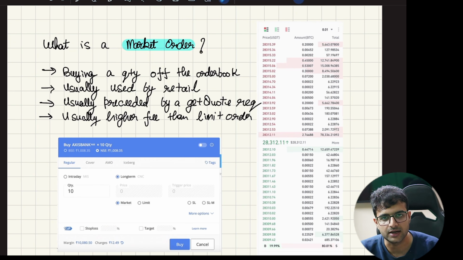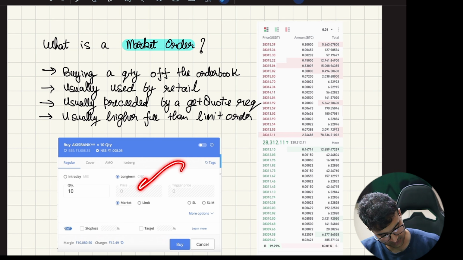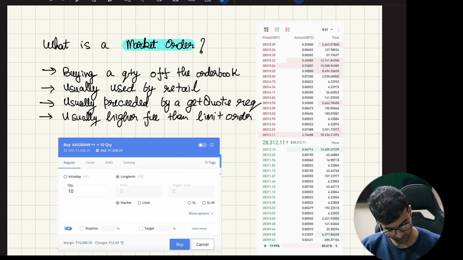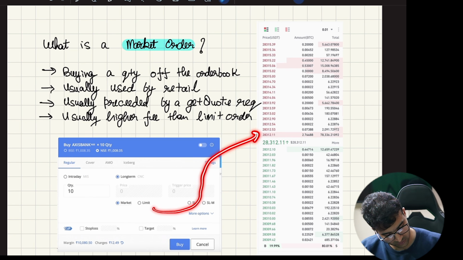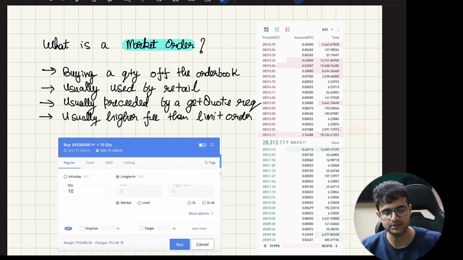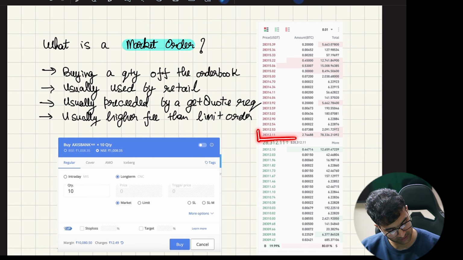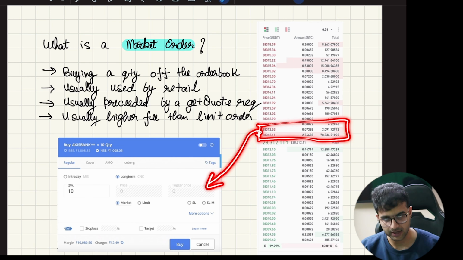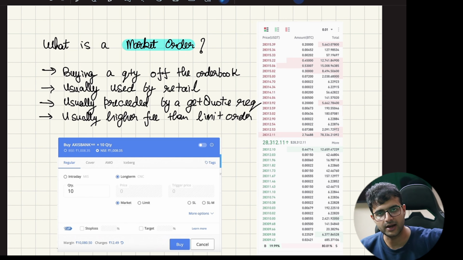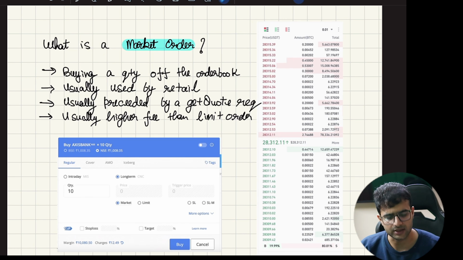This is what retail puts in. If I select market order here, you will notice there is no price. I don't ever give a price. I simply say I want to buy 10 stocks of Axis Bank. Click on buy. Under the hood, you still buy that from this order book only. There are some people who are willing to sell. They put their orders here on the order book. Under the hood, you're still eating up this order book somehow and giving that specific INR and getting back that Axis Bank stock, but you don't see it.